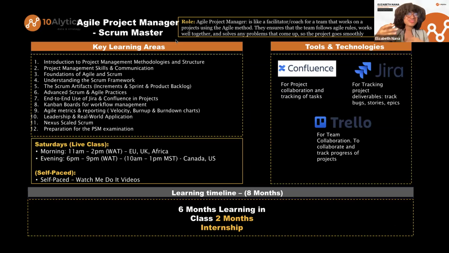Now, you're not just managing tasks. People think that project management is just to manage tasks. We are not managing tasks. You are making sure that you're delivering value continuously, throughout the duration of that project.